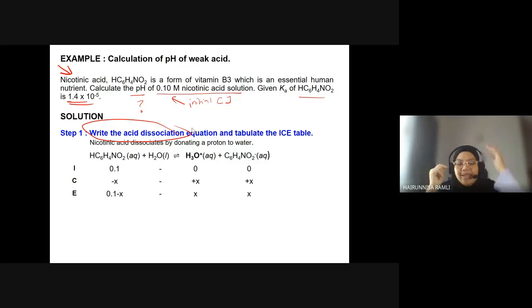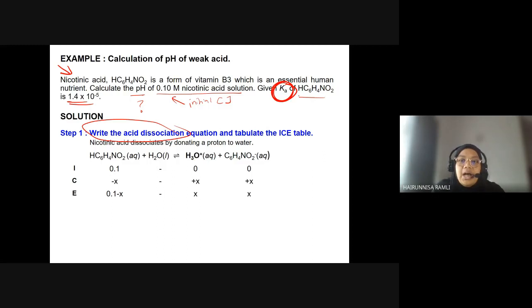Weak acid, satu lagi yang saya selalu cakap dengan student, kalau dapat soalan, if the question gives you the value of Ka or Kb, we can assume that that acid or base is weak acid or weak base, respectively. Okay, because last week saya ada mention the value of Ka or Kb for strong acid or strong base is extremely large. Sangat-sangat besar sampai biasanya dia tak tulis pun.